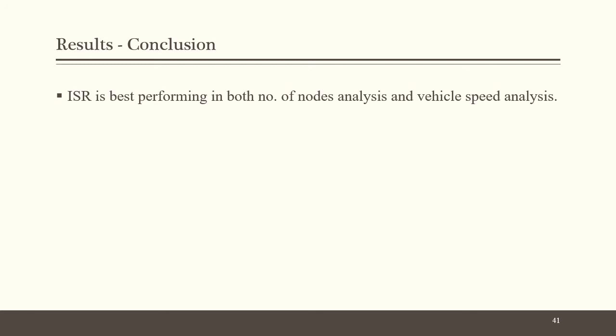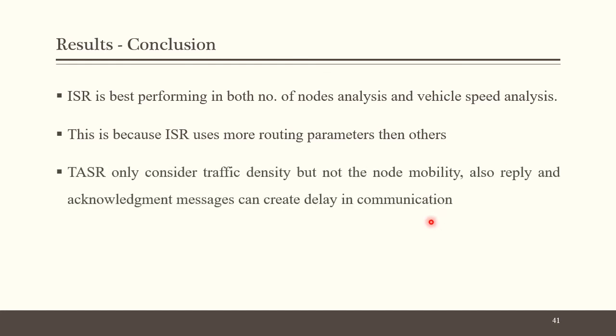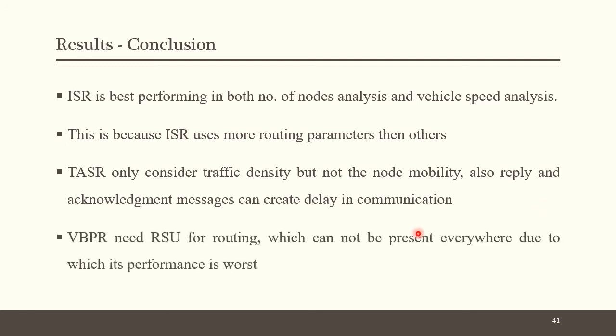ISR is the best performing in both the number of nodes analysis and the vehicle speed analysis. This is because ISR uses more routing parameters than the others. TSR only considers traffic density but not node mobility. Also, reply and acknowledgement messages can create delay in communication. VBRP needs RSUs for routing, which cannot be present anywhere, due to which its performance is the worst.